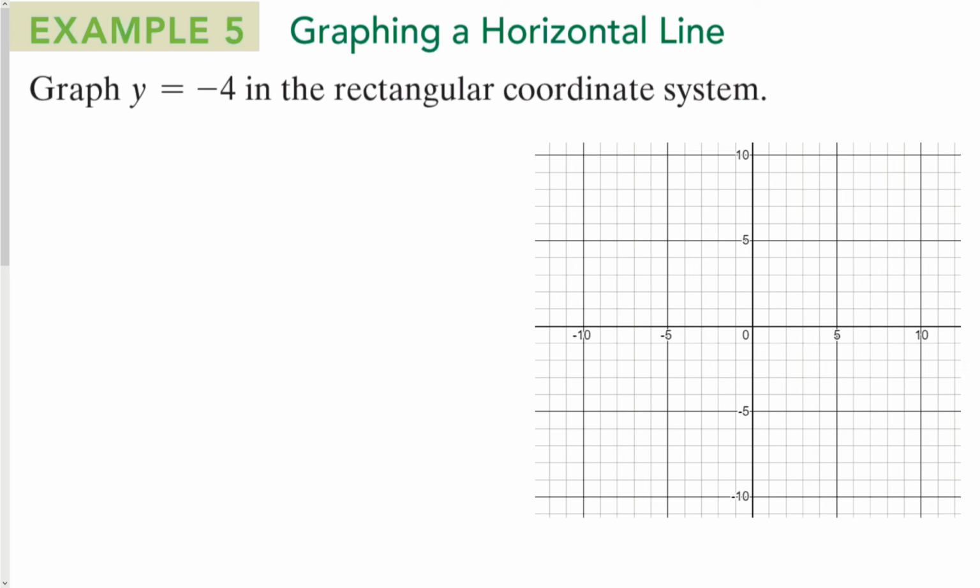Okay, so let's try this. Graph y equals negative 4. So if y is, let's think about this with a table.